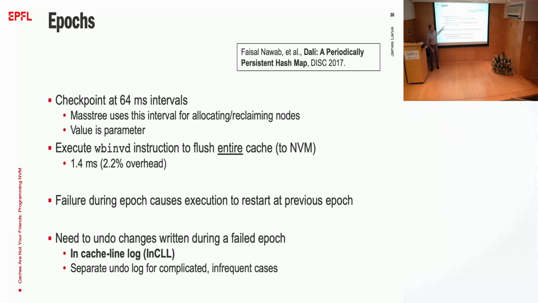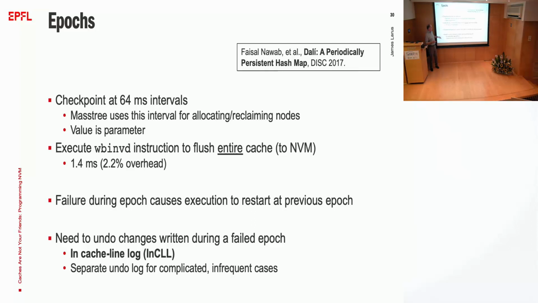At the end of the epoch, we flush the entire cache to non-volatile memory. There's a new instruction, however you pronounce it, which flushes the entire cache to memory. Turns out it's a privileged instruction, so you have to do a syscall to do it. But even so, it takes 1.4 milliseconds on our machine, which in a 64 millisecond interval is 2.2% of the execution time. And then at that point, you know that the non-volatile memory is in a consistent state. You've got a checkpoint, basically, of the image in the non-volatile memory.